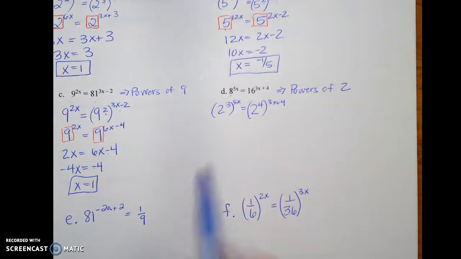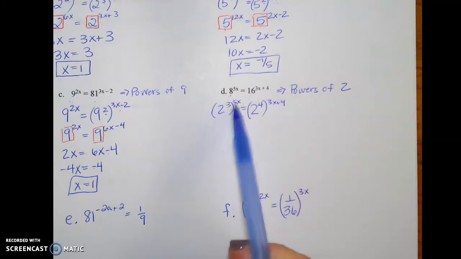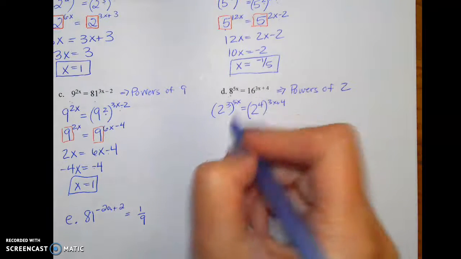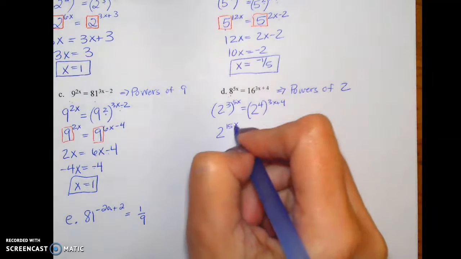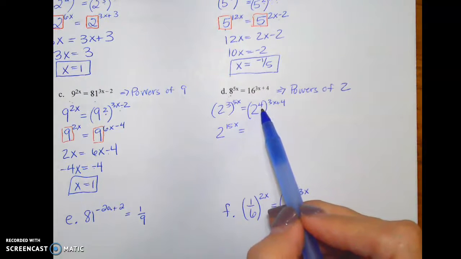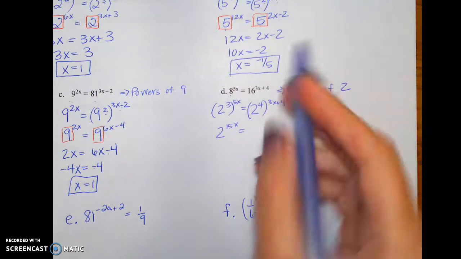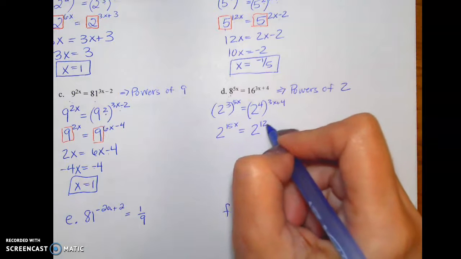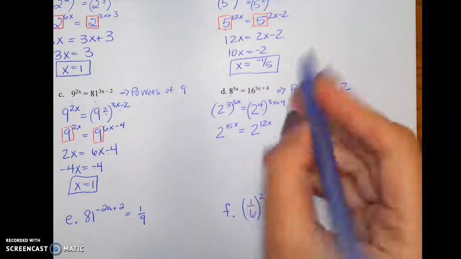So now remember, we're power to a power. We're going to multiply. 3 times 5x is 15x. And then on the right, we're also going to multiply, but we have to use our distributive property here. So 4 times 3x is 12x. And 4 times 4 is 16.